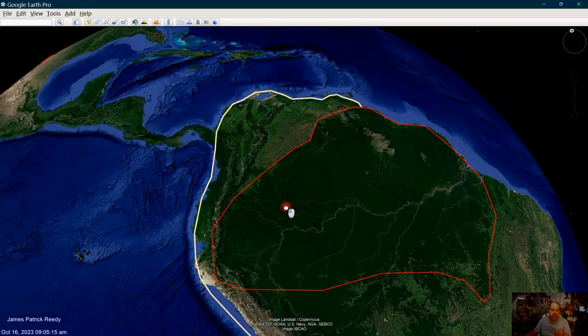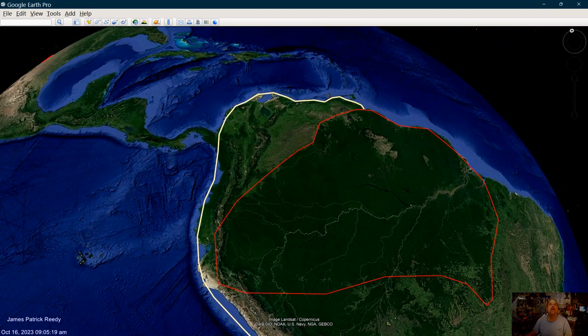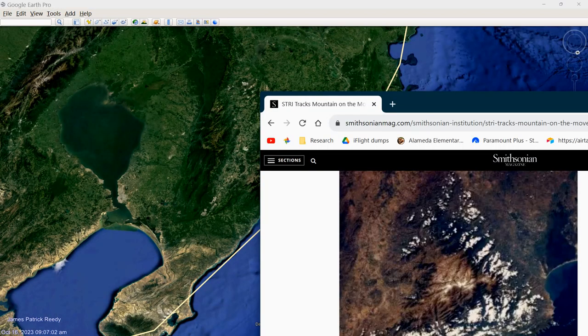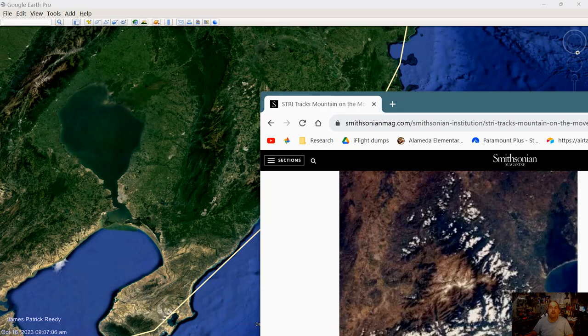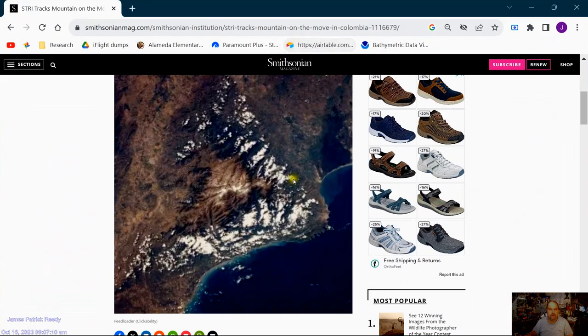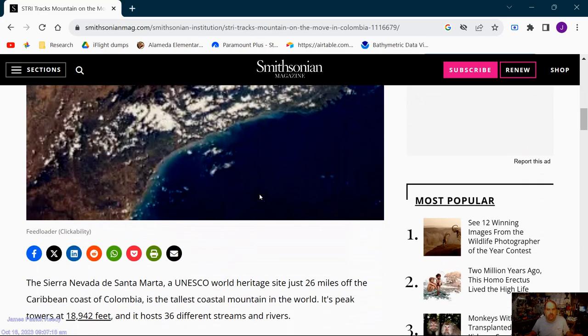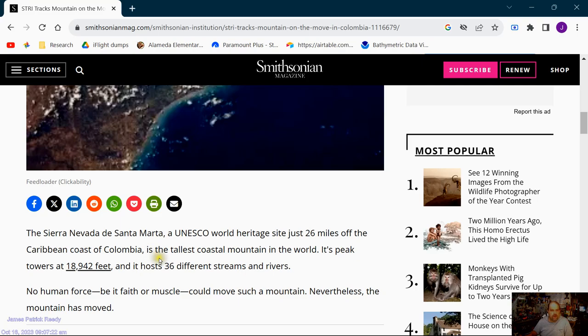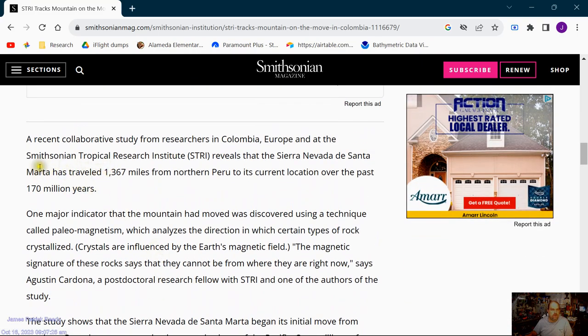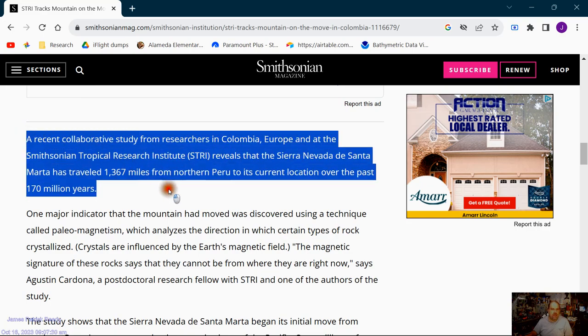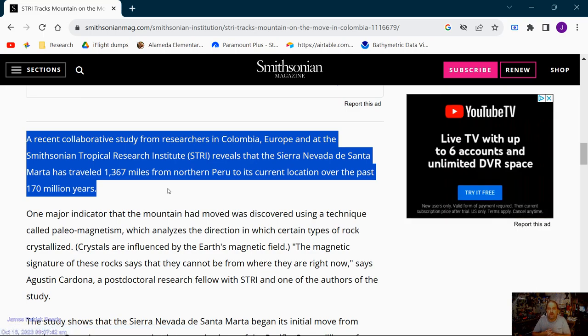Just noting the study, out of respect, I'm going to find the authors of the study and cite this in this video. So just a moment. Okay, here we've got the article in the Smithsonian Magazine. Try to get rid of the ads. I don't need to see that stuff. So we just want to note that in this paragraph, a recent collaborative study from the Research of Columbia Europe at the Smithsonian Tropical Research Institute reveals that the Sierra Nevada de Santa Marta has traveled 1,367 miles from northern Peru to its current location over the past 170 million years.